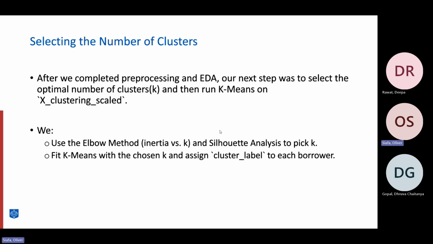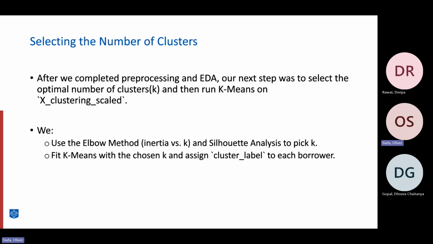Next, we're going to look at how we select our number of clusters. Once our pre-processing and EDA were complete, our next step was to determine the optimal number of clusters for K-means before running K-means on our scaled data. To do this, we used two well-known techniques: the elbow method, which looks at the inertia versus K, and the silhouette analysis, which helps us understand how well separated our clusters are.